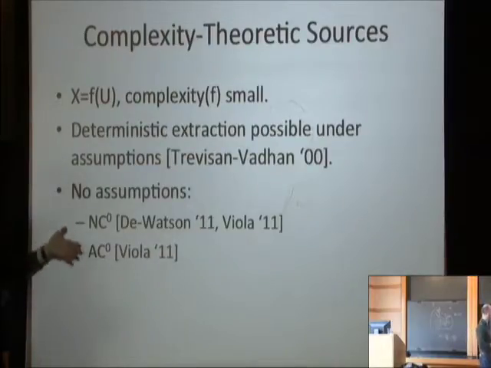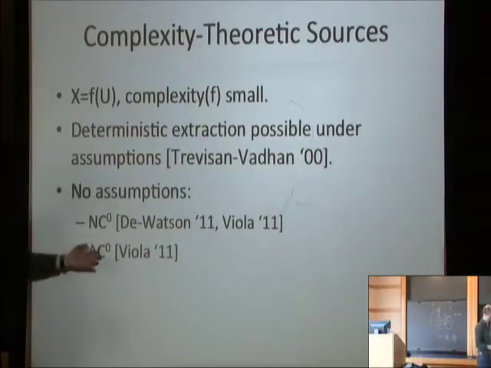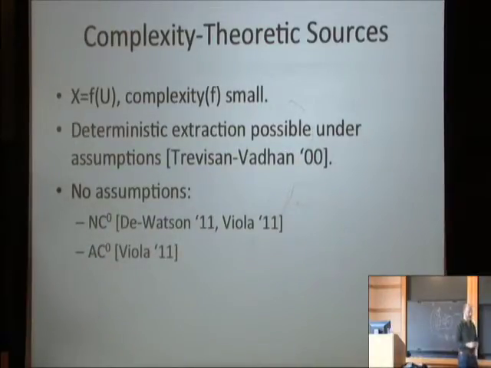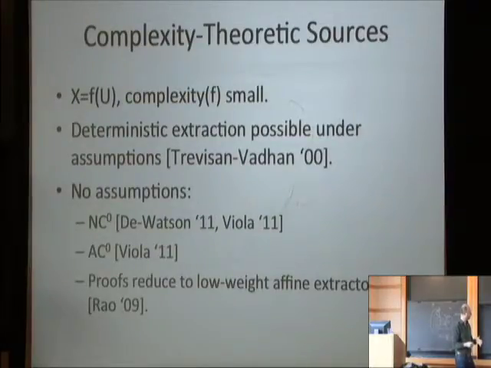So you could ask what you could do with no assumptions. Well, here you need some lower bounds. So the best, so Viola has an extractor that handles AC0 sources. And the proofs of these extractors reduce to low-weight affine extractors. So they're not really new extractors, but new uses for old extractors.